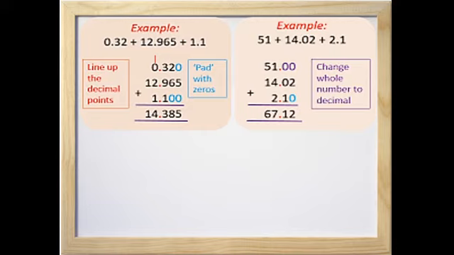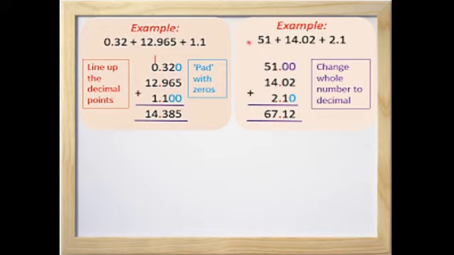Now let us take another example. Let us add these three decimal numbers, that is 51 plus 14.02 plus 2.1. Now children, see here, 51 is a whole number and we have to convert it into a decimal number. Now before that, we have to see the number having the maximum number of decimal places. So easily we see that 14.02 is the number having the maximum number of decimal places, that is 2 decimal places. So we have to convert this 51 into a decimal number having 2 decimal places.